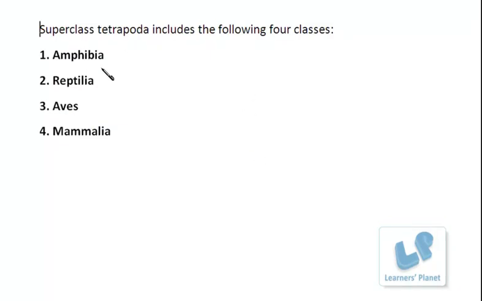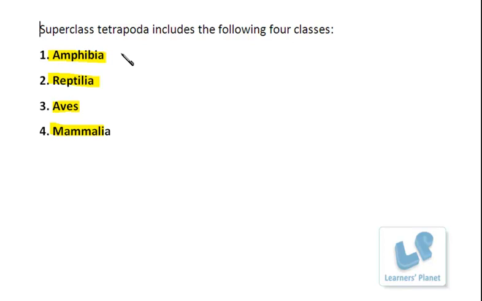So this superclass Tetrapoda includes 4 classes. And what are these 4 classes? You must have heard these names earlier. The classes are Amphibia, Reptilia, Aves, and Mammalia. Amphibia, as the name suggests, means amphi means two and bios means life. So this group includes those organisms which can lead their life in 2 different habitats. Such organisms are known as amphibians, right?